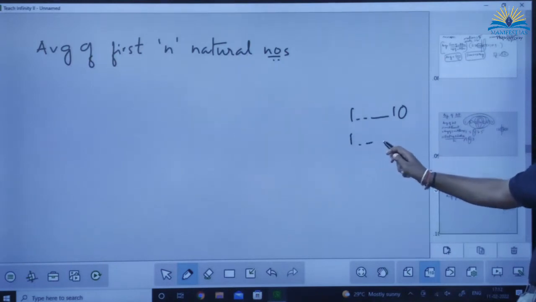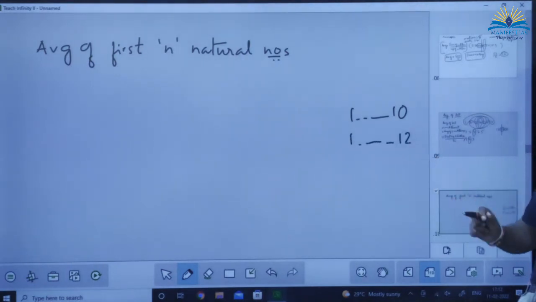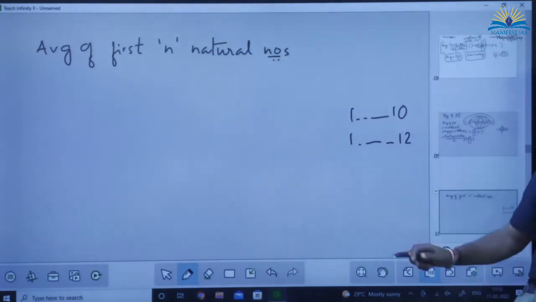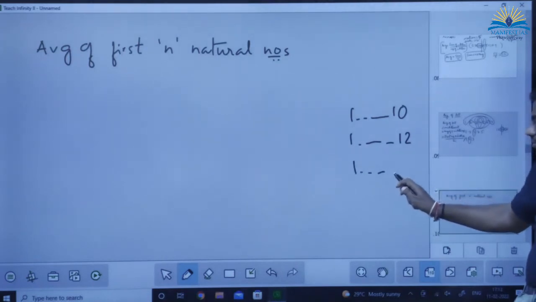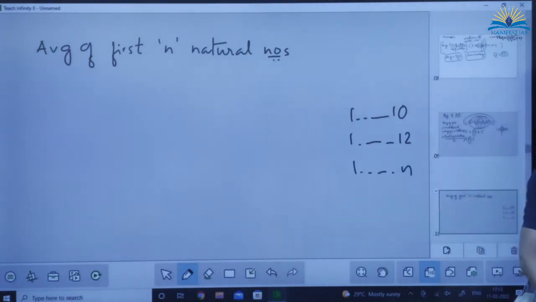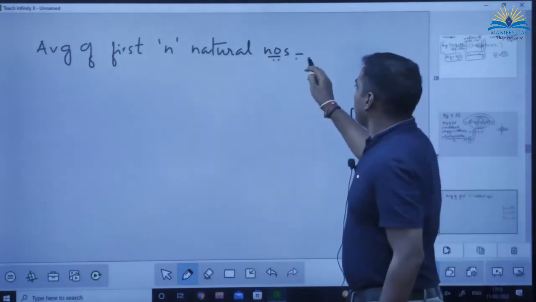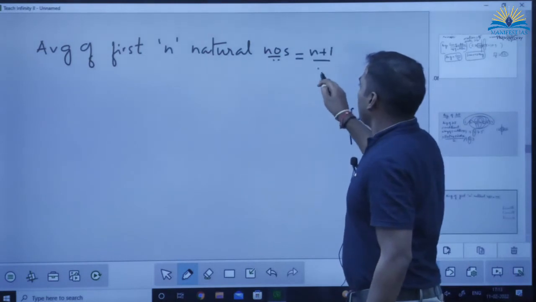Let's say 1 to 12. These are the numbers on our clock, right? What is the average? Usually our mind says 6, but it is 6.5. Correct? So finally, if I write 1 to n, the average is (1 plus n) by 2, or n plus 1 by 2.